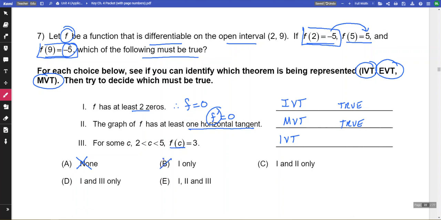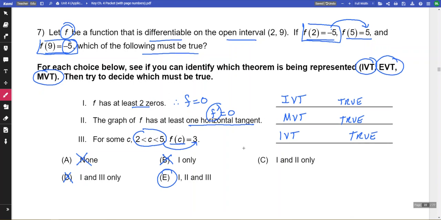So we are not 1 only, and we are not 1 and 3 only. So now we need to determine, is the IVT true for number 3? Well, here it says somewhere between 2 and 5, the function is equal to 3. Well, I go from -5 to 5. That means I go through 3. So this is also true. So E would be the correct answer for this problem.